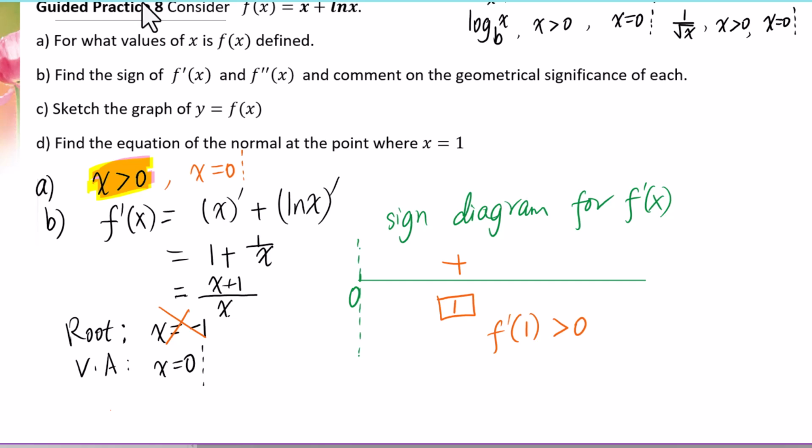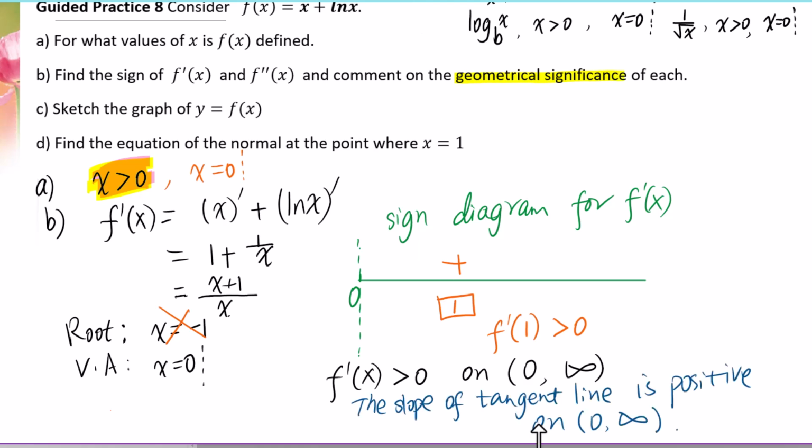In other words, f prime of x is positive on the interval 0 to positive infinity. So this geometrical significance: the slope of a tangent line is positive on the interval from 0 to infinity.